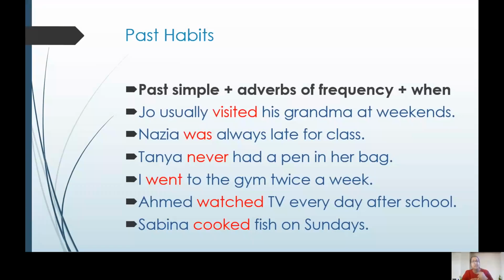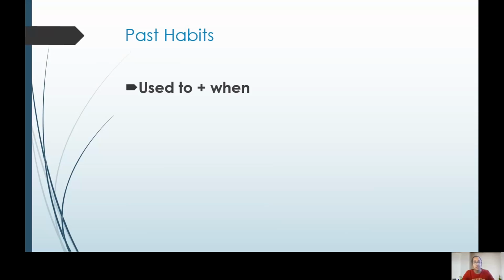Okay, so these all show these actions happened in the past, how often they happened, and an approximate time frame to tell us when. We can use used to with a time to talk about regular past actions or past states.